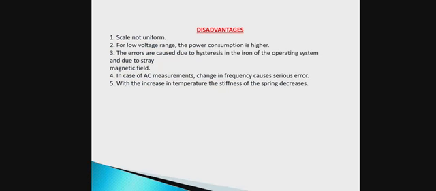Then going to the disadvantages of moving iron type instruments. The first disadvantage is the scale is not uniform. Then for low voltage range, the power consumption is very high in this type of instrument. The errors are caused due to hysteresis in the iron of the operating system and due to stray magnetic field. In case of AC measurements, change in frequency causes serious errors. With the increase in temperature, the stiffness of the spring decreases.